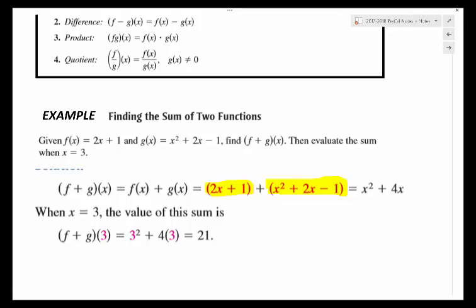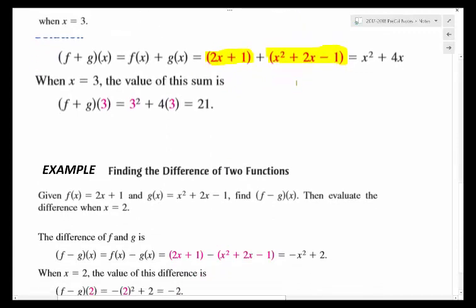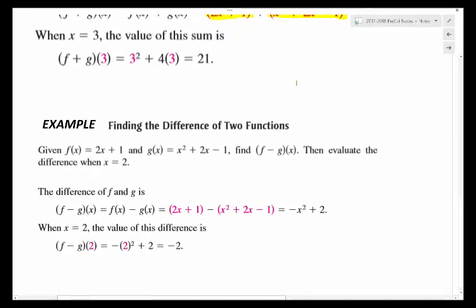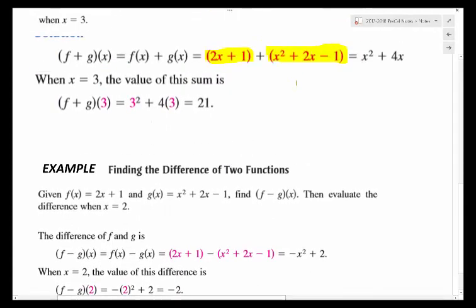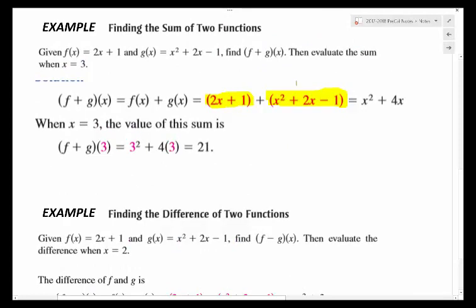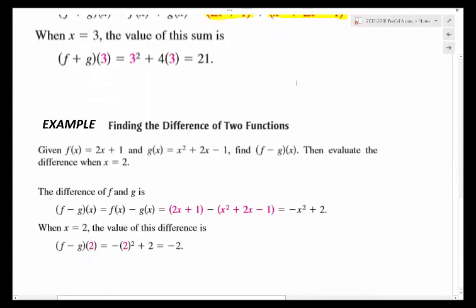So now to evaluate the sum of it, I just plug 3 in for x in that equation, and I get 3 squared plus 12, which is 21. So all I did here was combine the two by combining like terms. In the second one, the difference of two quotients, I have the exact same functions. Now find the difference. Then evaluate at x equals 2.